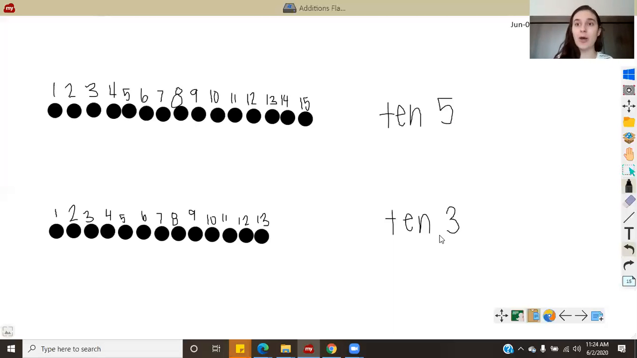And I know that 5 has 2 more than 3. Because if I have 3, I have 1, 2, 3, and then I add 2 more, 4, 5 to get 5. So I know that 15 or 10, 5 is greater than 13 or 10, 3 because you have 5 ones instead of 3 ones.